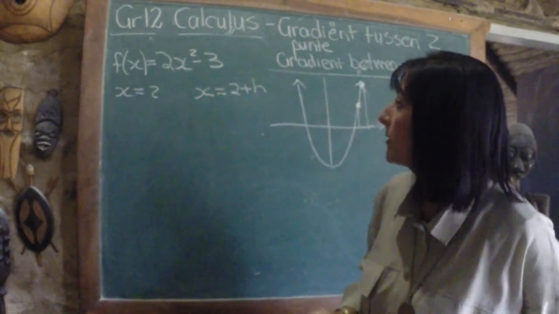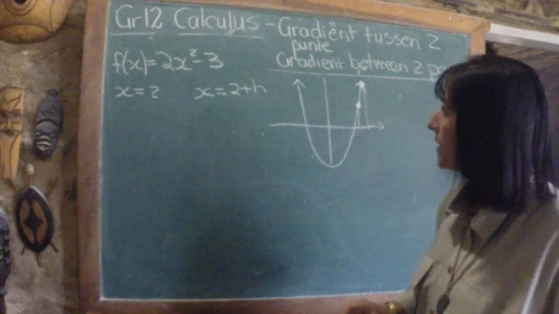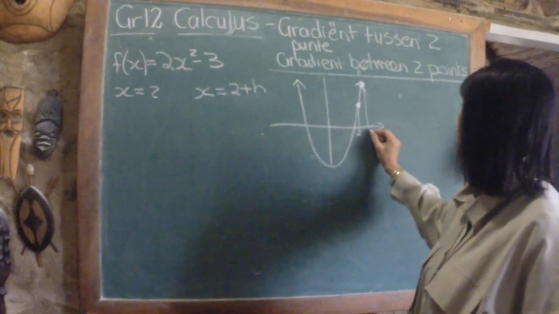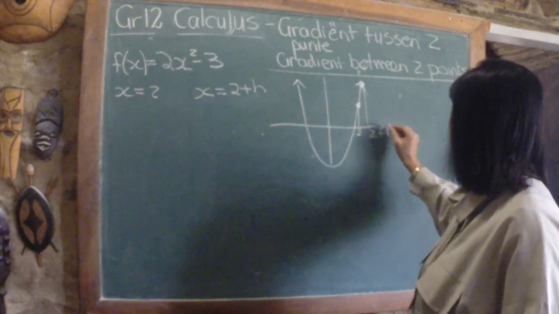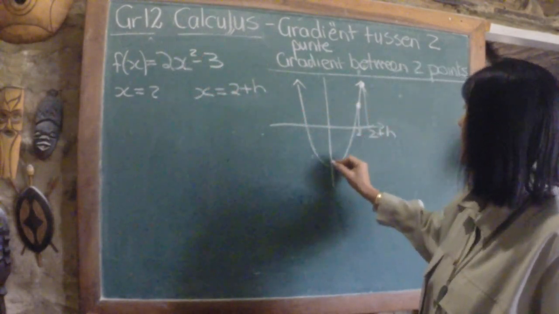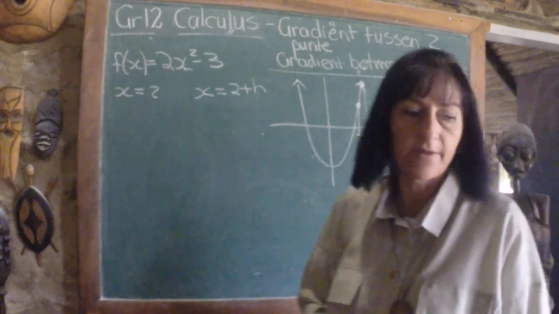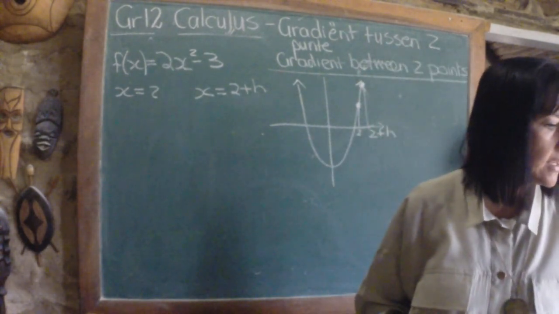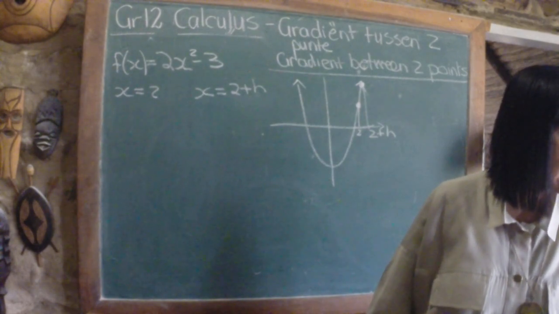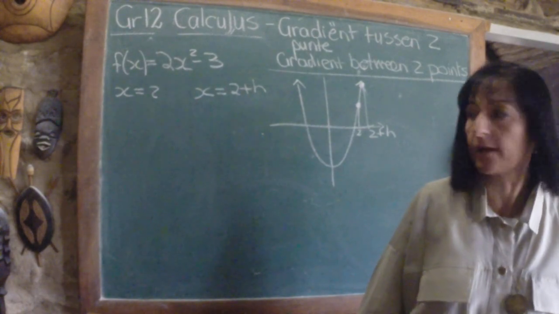Hello, grade 12, we're back with calculus, and the question here is: determine the average gradient between the x value 2 over there and 2 plus h over there. We've got a function 2x squared minus 3, and we want to determine the average gradient between these two x values. Bepaal die gemiddelde gradient van f tussen x is 2 en x is 2 plus h in terme van h, en dan vereenvoudig die antwoord.